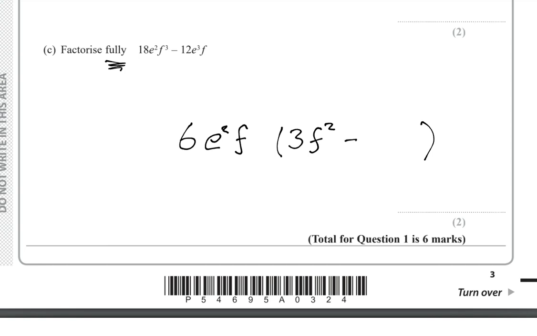Minus, and then the same for the other one. 6 times 2 makes 12. E times e squared makes e cubed, and the f is correct. So there we have it. That is fully factorised. That's the most you can get outside, and that's what gives you your 2 marks.